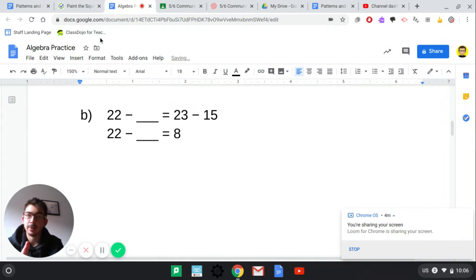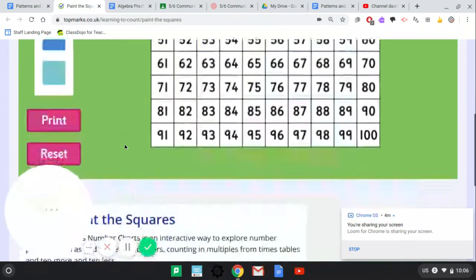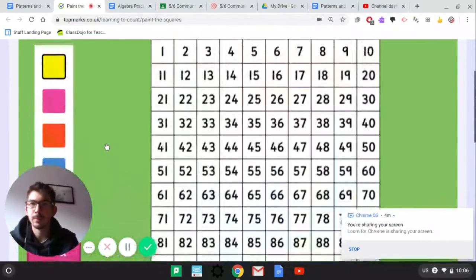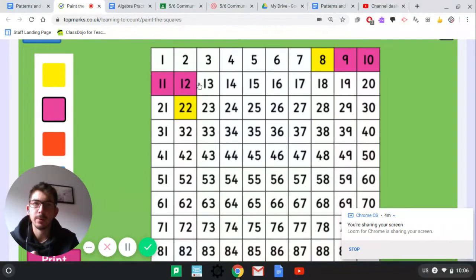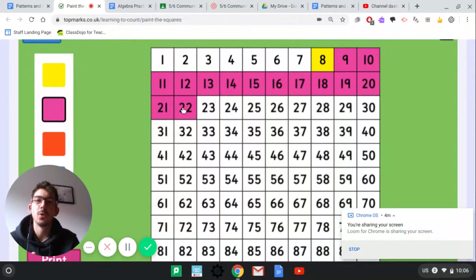Okay, again, use what you already know. We've got 22 and we've got 8. If we count up the difference, that's going to give us our missing number. 1, 2, 3, 4, 5, 6, 7, 8, 9, 10, 11, 12, 13, 14. All right, our missing number is 14.